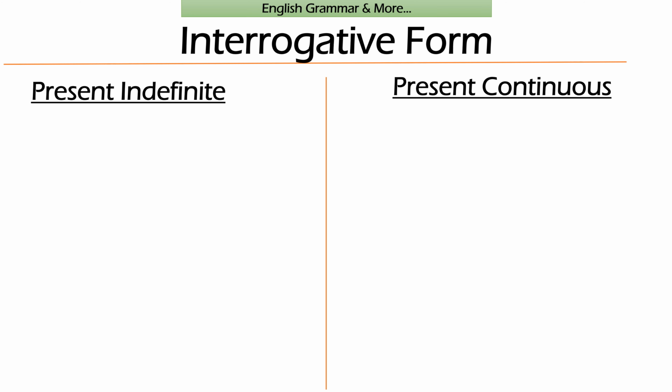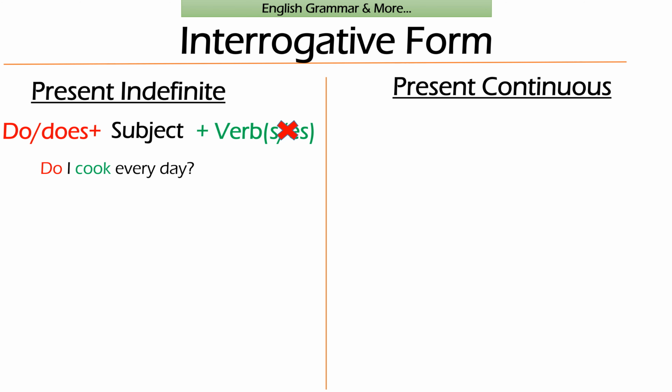Now for the affirmative case of the present indefinite, we said after the subject, we add a verb in its root form, or we add s or es after the verb. However, in its interrogative form, we add do or does right before the subject, and we use the verb in its root form only. For example, do I cook every day?